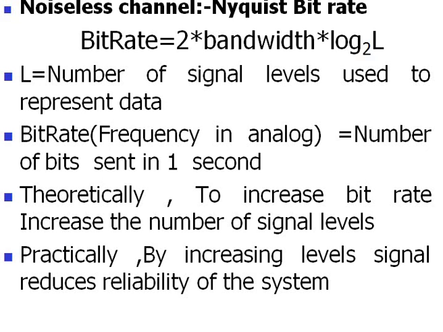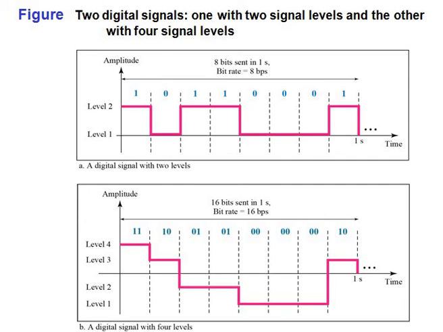As we have seen, practically by increasing signal levels, the reliability of the system is reduced. In the first case here we can see the message can be identified with two levels. But in the other case, the same data is represented with 4 levels, which is somewhat inconvenient for us to identify the data out of 4 levels. So practically, as the number of levels increases, it reduces the reliability of the system.